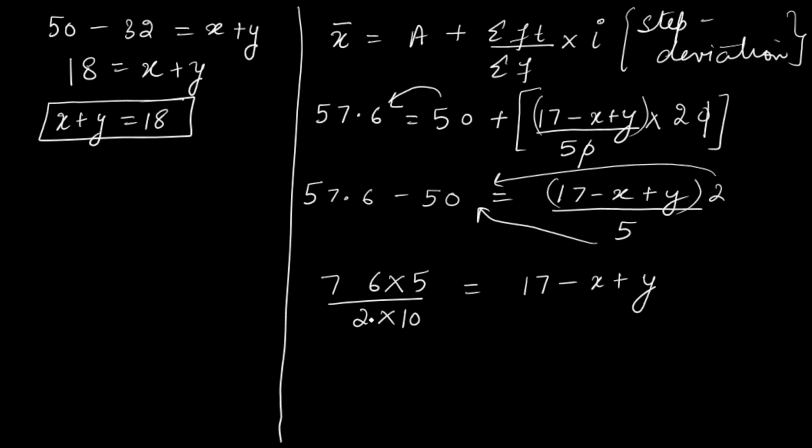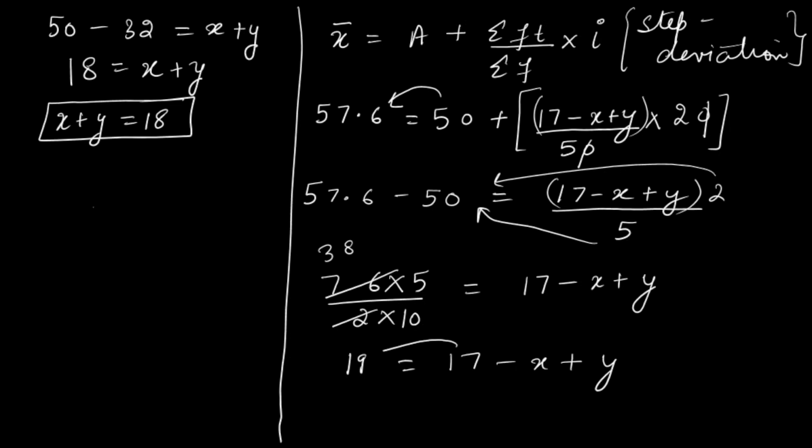Now cancellation we can do: 2 into 1, 2 into 3 is 6, 38. So 38 into 5 you can multiply. 5 into 8 is 40, so 190. So 19 it will be, as 10 and 0 will get cancelled. So overall it is 19. What is the value we are getting here? 19 is equal to 17 minus x plus y.